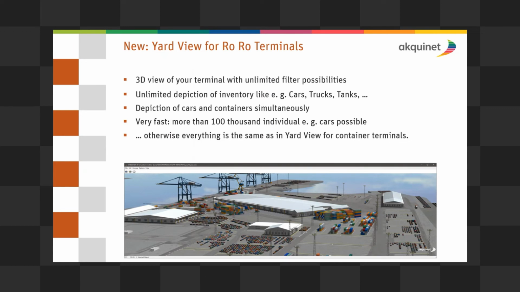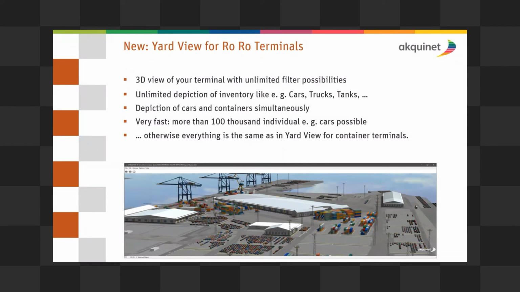You see one of the screenshots of the existing terminal in Hamburg. It's a small terminal, and this is a real terminal. You can also make the depiction of cars and container operations simultaneously. So not just cars and containers, but you can do both, cars and project cargo and trucks and what have you. So it's also very fast. It's more than 1,000 individuals, 100,000 cars and so on, and individual types of inventory can be depicted.